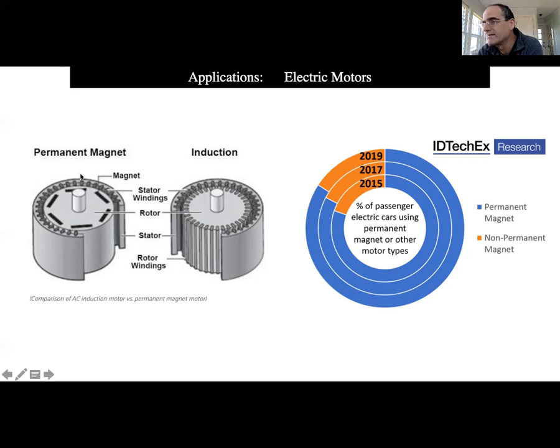Permanent magnet electric motors are widely used in things like electric cars. Here's some data showing the prevalence of permanent magnet-based motors compared to the other type of motors used in electric cars, 2015, 17, 19. It's a very large fraction that use permanent magnets, and it's a fraction that's kind of growing with time too. Okay, so permanent magnets are very important for that application, which itself is very important.